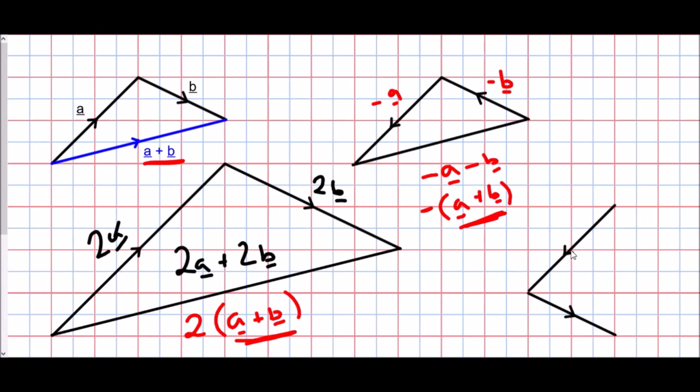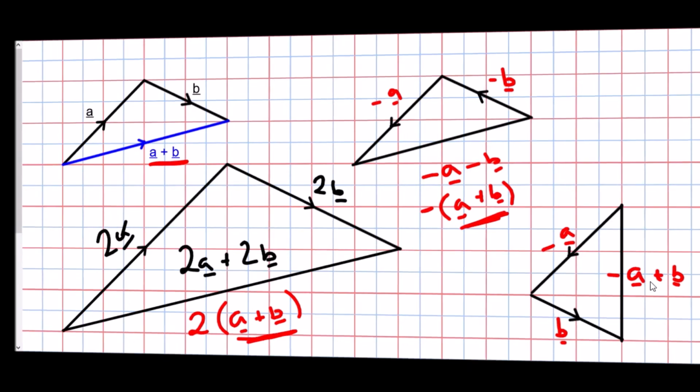The final one is also made up of A's and B's. So I have negative A and I have positive B. Now if I put those together to make a vector, I have negative A plus B, or B take away A. Now if I draw the resultant vector, it looks like this. Now this one is quite clearly not parallel to A plus B. And the reason is that negative A plus B, I can't write that with a common factor of A plus B. There is no way to rewrite that with a common factor.